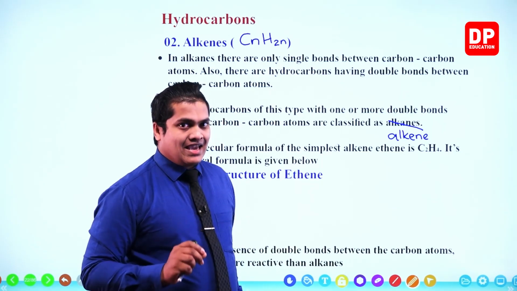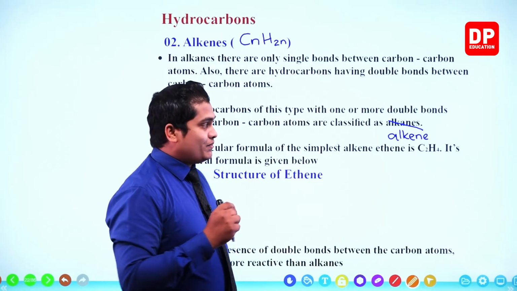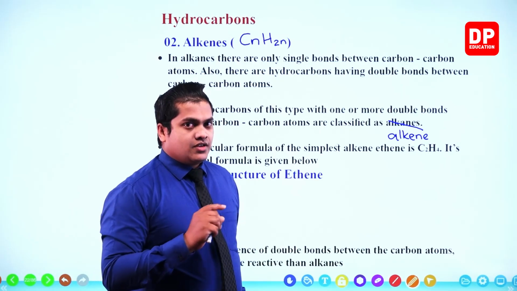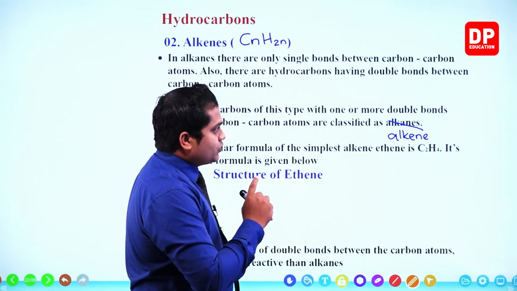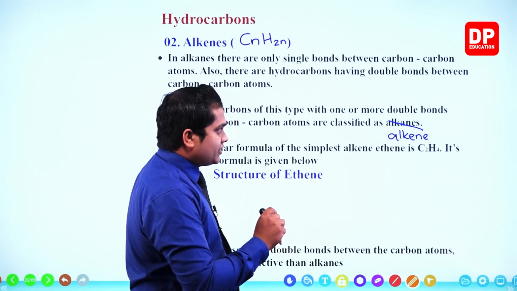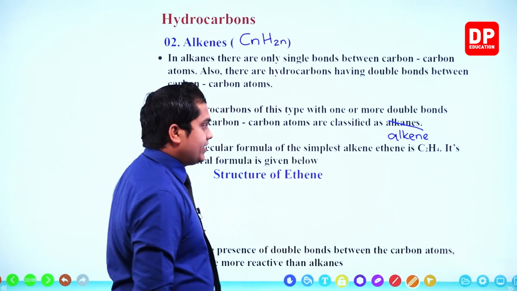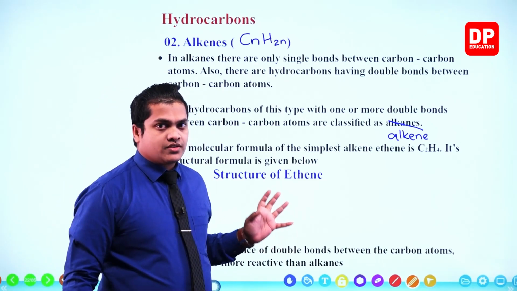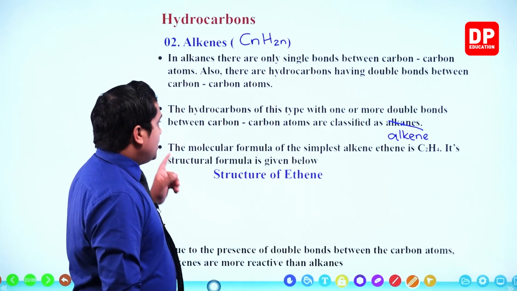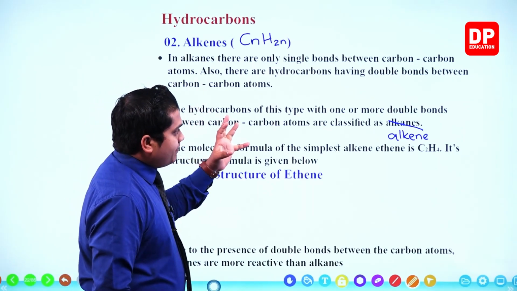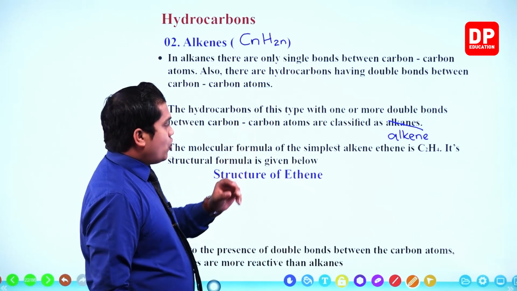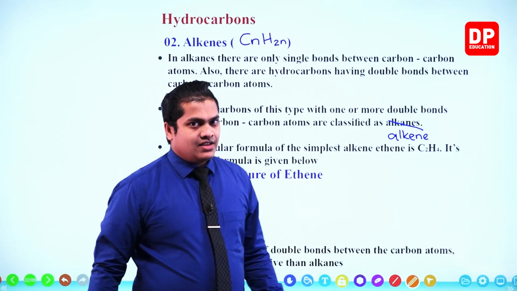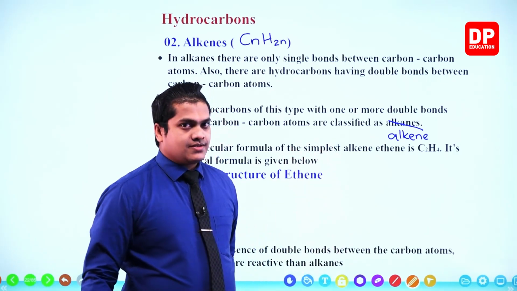It's not alkane, we studied alkanes earlier, it should be alkene. The older versions have this wrong word, so it's not correct, my dear children. There's a small error in the previous versions, in the first print. The hydrocarbons of this type with one or more double bonds between carbon-carbon atoms are classified not as alkanes, but as alkenes.